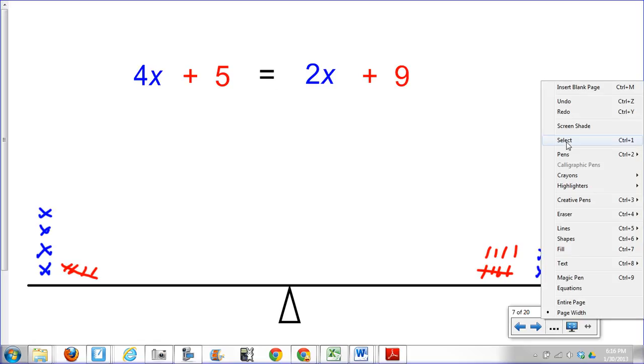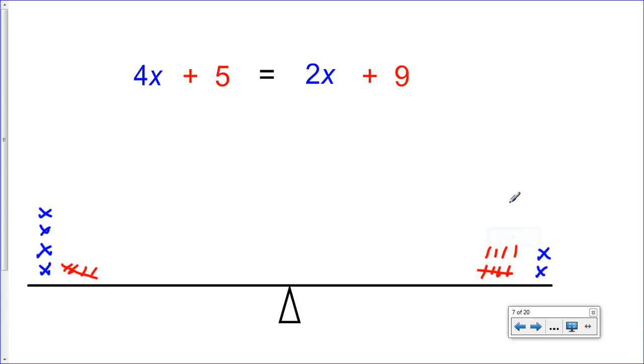We introduced two negative x's over here. But we also had to introduce two negative x's on the left side to be fair, because after all, this is a scale. It must stay balanced. And so basically what we have done here is we have added negative 2x to both sides of this equation.